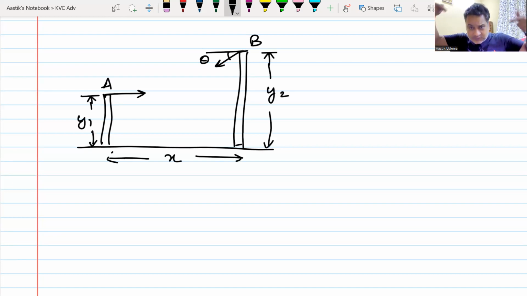Again, you must understand that both the balls are thrown simultaneously. At what angle should I throw ball B so that it hits ball A? Obviously, the speed must be enough so that they meet. If the speed is very less, they will not meet. The speed is more than enough for them to meet. At what angle should I throw ball B so that balls A and B collide?